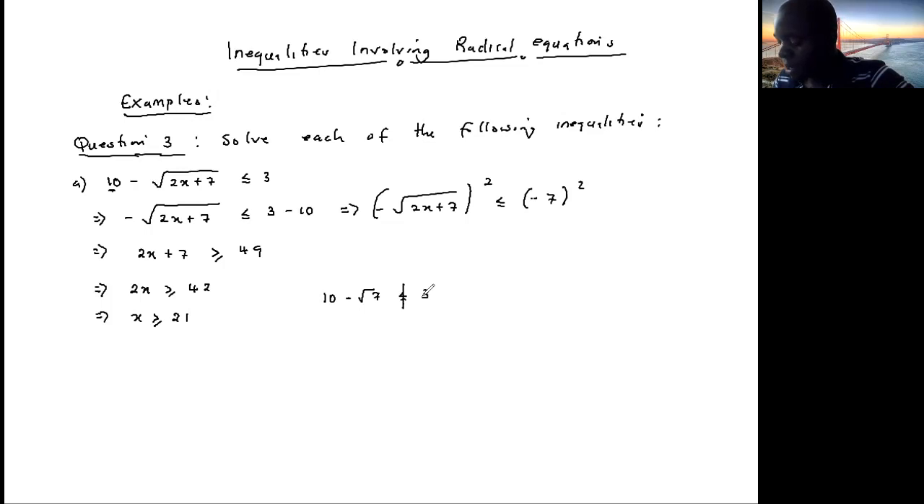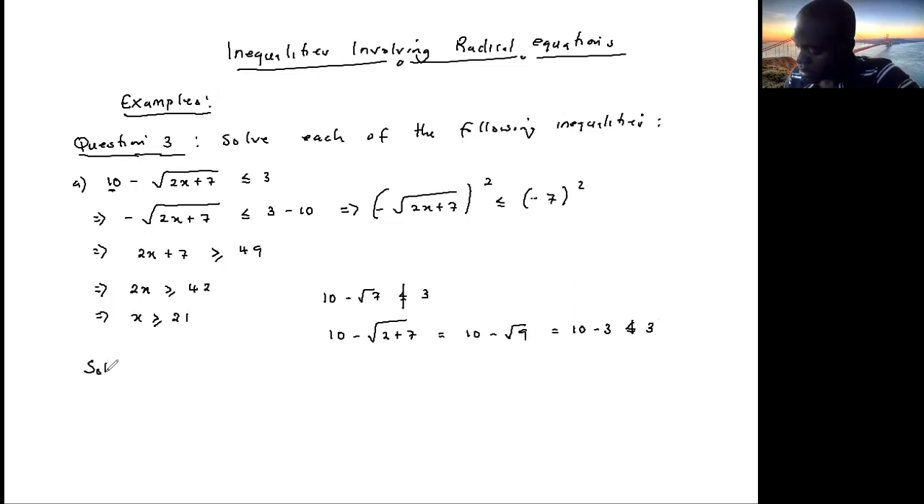Okay, suppose we pick another number that is less than 21, say 1. So we're going to have 10 minus root of 2 plus 7. This is 10 minus root of 9, which is 10 minus 3. And this is not less or equal to 3. So it means that our interval satisfies the inequality. So our solution set is going to be 21 to infinity. 21 is included because we have less or equal to or greater or equal to.